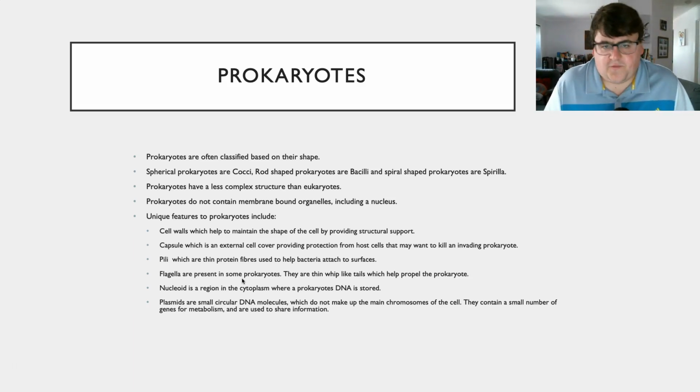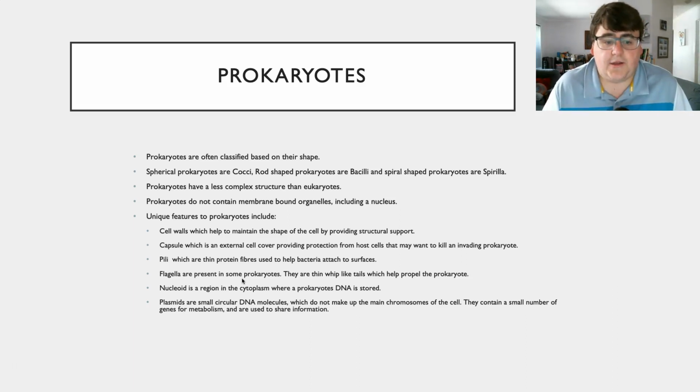First off, prokaryotic cells are generally classified based on their shape. Spherical prokaryotes are generally referred to as cocci, rod-shaped prokaryotes are called bacilli, and spiral-shaped prokaryotes are called spirilla. Prokaryotes have a lot less complex structure than eukaryotes, and that's because they don't have membrane-bound organelles, including a nucleus. They don't have a nucleus inside them.